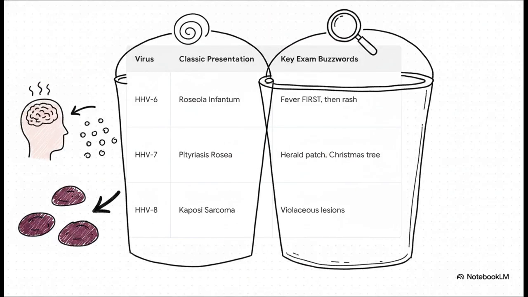And let's cleanly contrast the classic presentations of our HHV strains one last time. If that high fever completely breaks right before the rash appears, you're looking at HHV6 roseola. If the patient has a herald patch that turns into a Christmas tree, it's HHV7. And if you've got an immunocompromised patient with violaceous vascular nodules, lock in HHV8 Kaposi sarcoma. Organizing these distinct buckets is literally your cheat code for flying through the virology block.